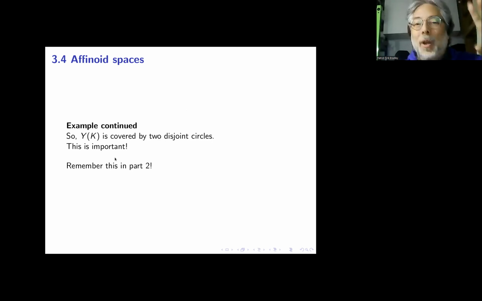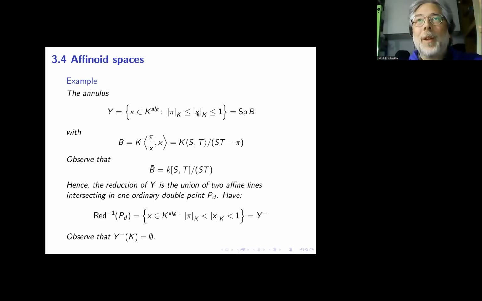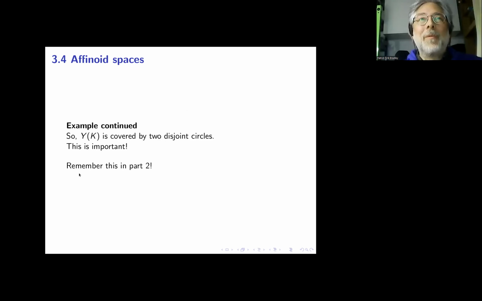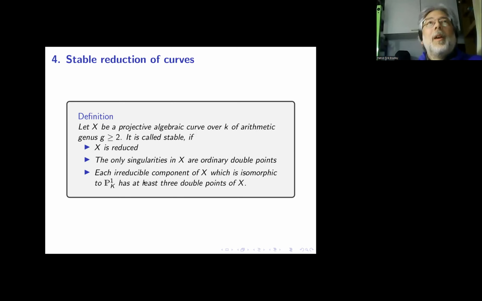It's not a covering of the affinoid space, right? You have stuff in between because you have the algebraic closure. But remember this in part 2 next week. Now we come to another concept, stable reduction of curves. So we're introducing algebraic geometry now.